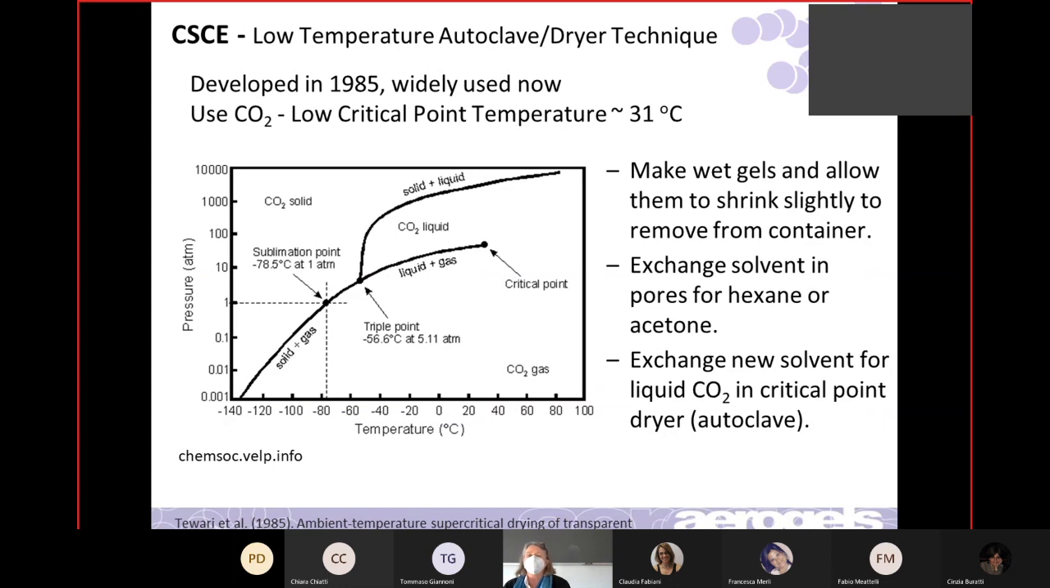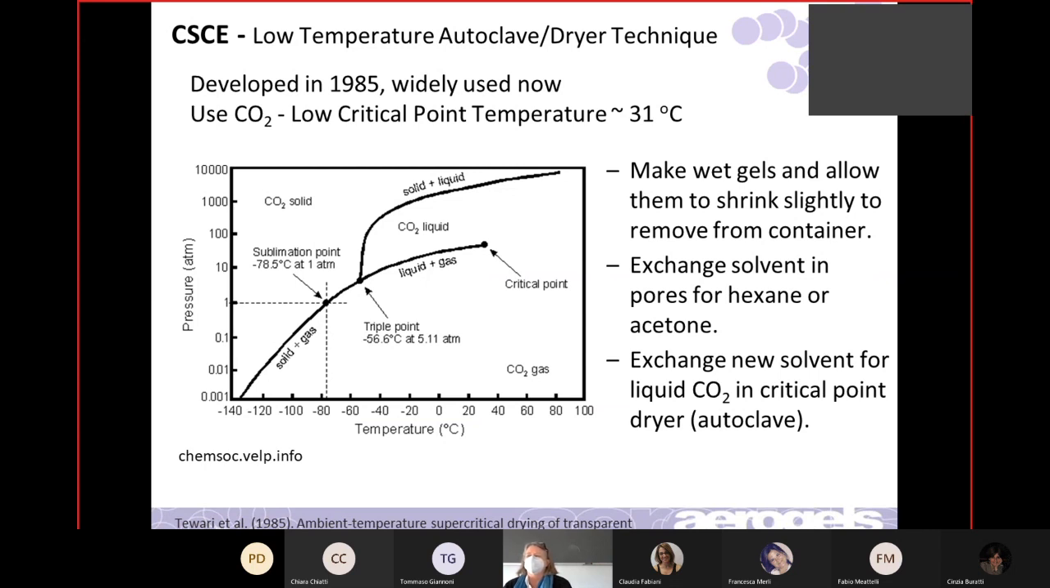Yes, because the CO2 is not polar, so it's hard to directly exchange with CO2 and the water alcohol mixtures. You won't be able to get all of them out of the pores and then end up with pore collapse. So you have to put something in which the CO2 is more miscible. Yeah, so in there first. Right. There's a lot of solvent exchanges.